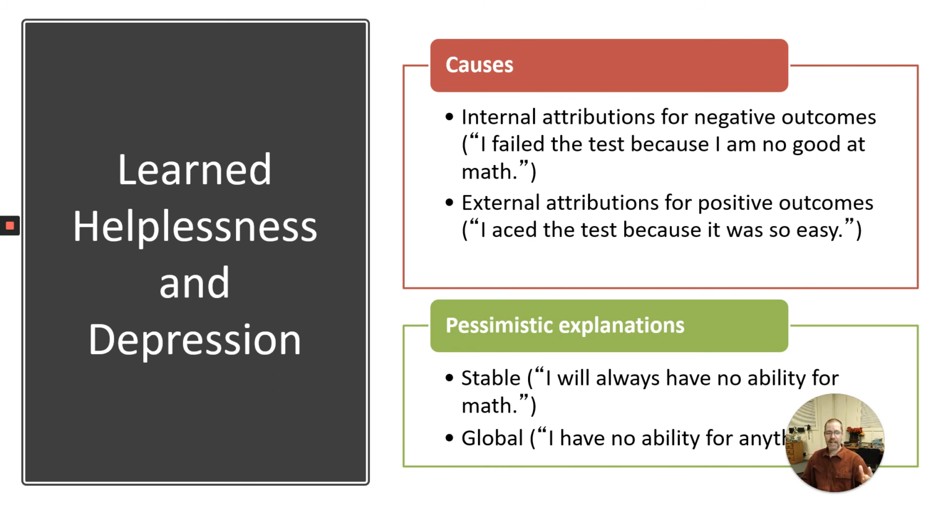So you aced the test. Well, that's because it was so easy. Something has to do with the test. Easy. Pessimistic. So you have your causes, then you have your pessimistic explanations. Now here's two words that are interesting. Stable, but it's going to be used here in a different way, maybe, than what you're used to.